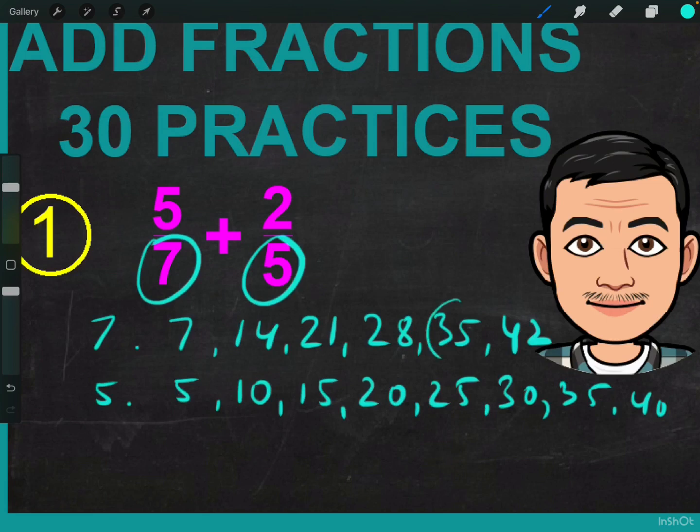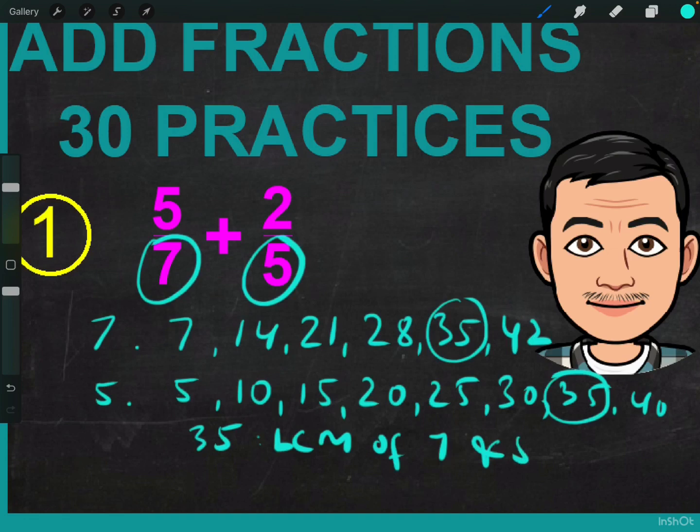number 35 is the same multiple and is the least multiple. So 35 is the LCM of 7 and 5. Alright, so the fraction 5 over 7, we convert it to 25 over 35.